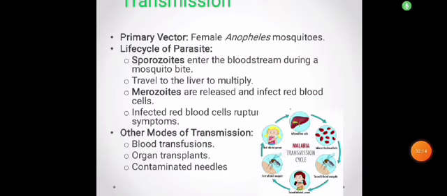Then we go for transmission. How is malaria transmitted from one person to another person? In this slide, primary vectors, that means mosquitoes. Mainly female Anopheles mosquitoes are involved in transmission of malaria from one person to another person. The life cycle of this parasite: it first enters the bloodstream during the mosquito bite, then it travels into the liver to multiply, then it infects red blood cells, then it releases some symptoms. What are the other modes? Blood transfusion, organ transplantation, and contaminated needles. These are all the factors that transport the disease.